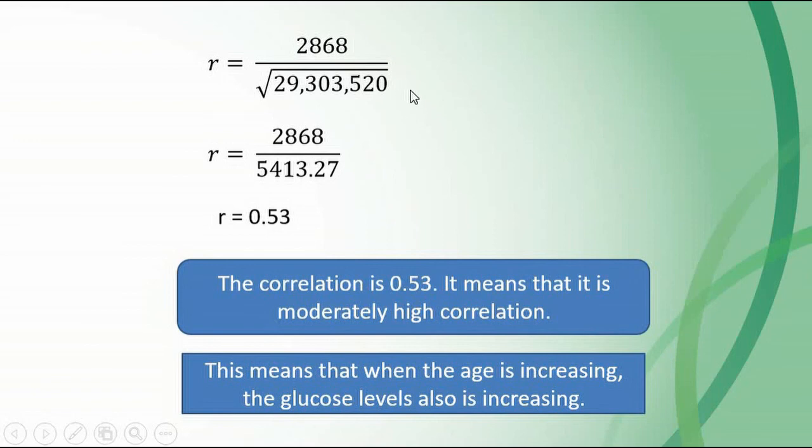So r is equal to 2,868 over the square root of 29,303,520. So r is equal to 2,868 over 5,413.27. So r is equal to 0.53. So the correlation is 0.53. It means that it is a moderately high correlation. That means that when the age is increasing, the glucose level is also increasing.